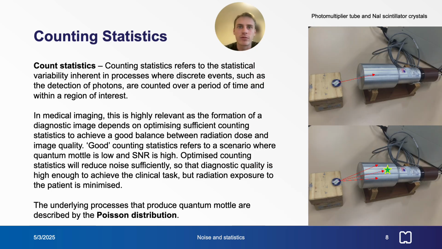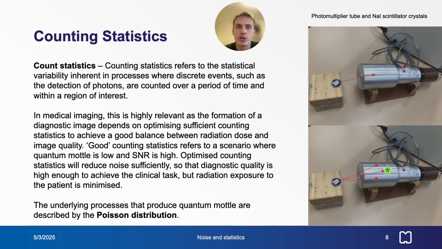Counting statistics refers to the statistical variability inherent in processes where discrete events, such as the detection of photons, are counted over a period of time and within a region of interest. In medical imaging, this is highly relevant as the formation of a diagnostic image depends on optimizing sufficient counting statistics to achieve a good balance between radiation dose and image quality.